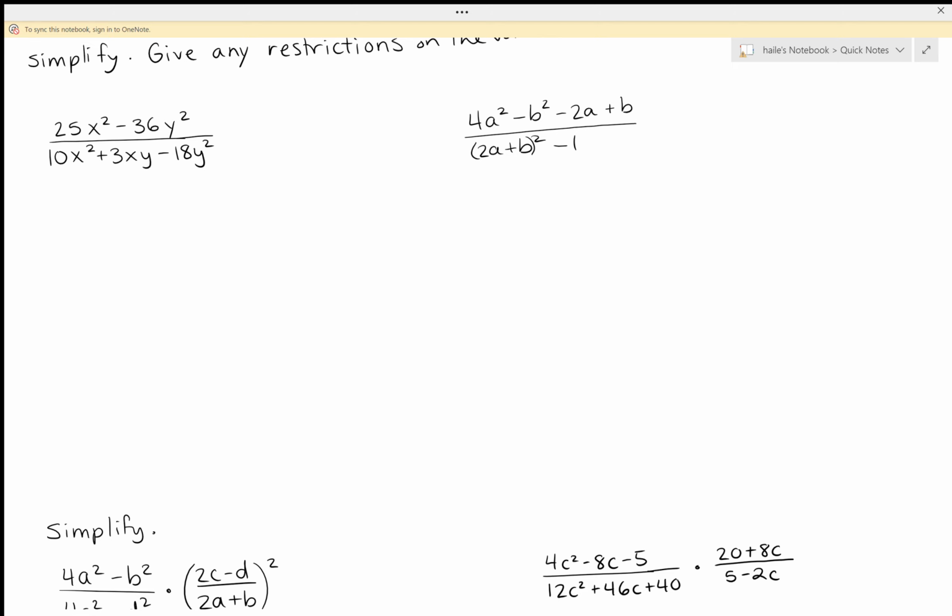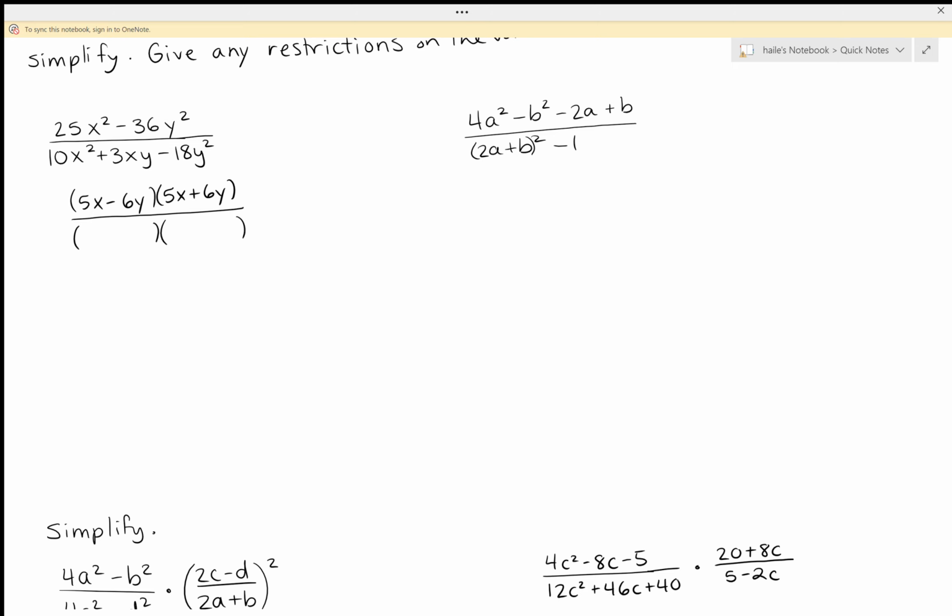So first we factor the top and bottom. The top is a difference of squares, and it's going to factor as 5x minus 6y times 5x plus 6y. And on the bottom, we have a trinomial, and we can't factor out a common factor because 10, 3, and 18 have nothing in common. So we know this trinomial is just going to have 2 factors.